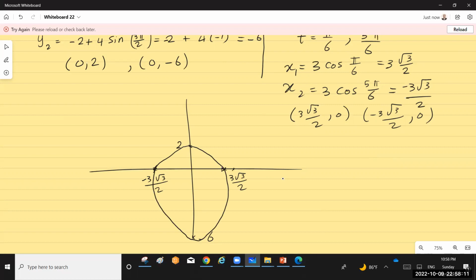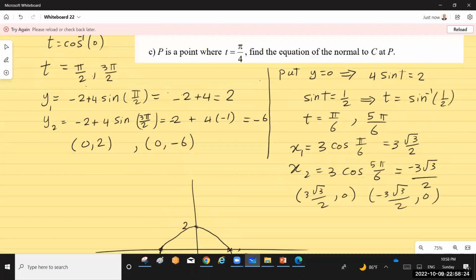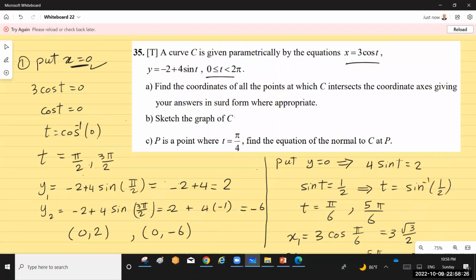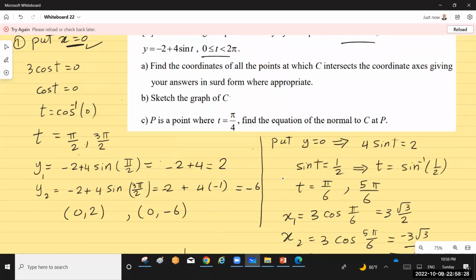Of course, this curve is not a function, but the parametric equation helps us graph and draw many curves that are not originally functions, or where y cannot be expressed as a function of x. Now, P is a point where t is pi over 4. Find the equation of the normal to C at P.